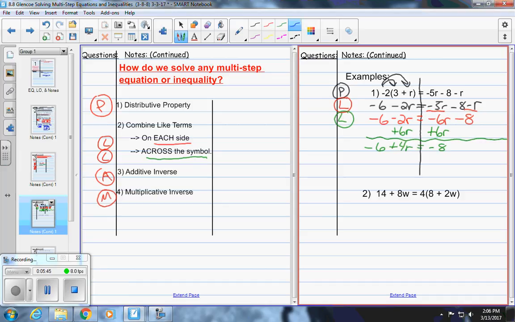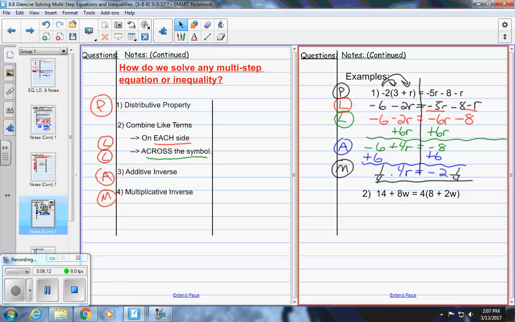Okay, now we're on our additive inverse step. Plus 6, plus 6. Negative 2 equals 4r. And then we have our final step, that multiplicative inverse. Reciprocal of that is 1/4. And it turns out the answer to this problem is going to be r equals 1/2, I think.